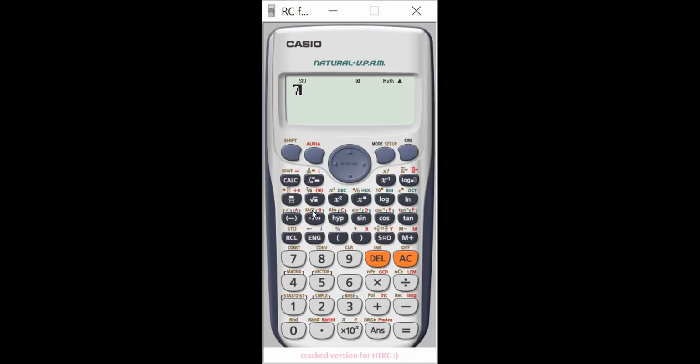Then you pick the variable you like. You can pick A, B, C, D, X, Y, M, F. I pick A, and it will appear as an arrow A, meaning 7 is stored inside A. Then if you want to recall the value of A, you press alpha, then A. What happens if you press equal? You get 7. So now this variable A is 7.